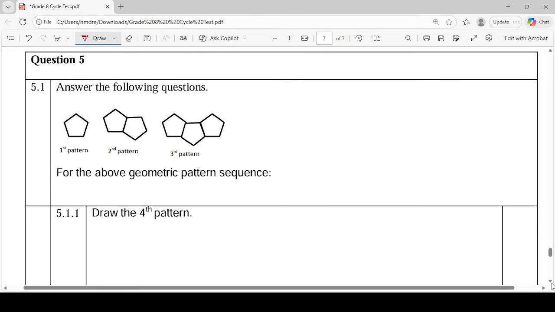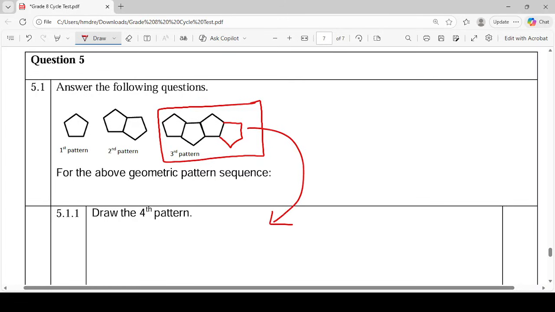Question 5. We've got this geometric pattern sequence and they want us to draw the fourth pattern. Okay, so we can see it just goes down and up, down and up, down and up. So this next one is going to be down again. Just going to be something like that. You would draw this whole thing that I've just added onto here. You would draw that whole thing in there.